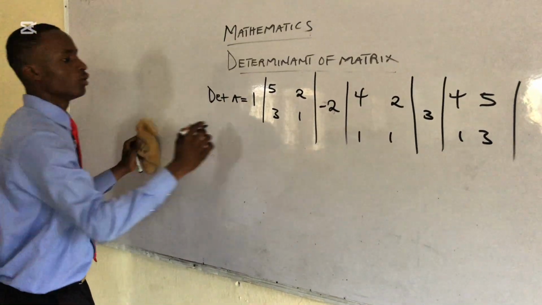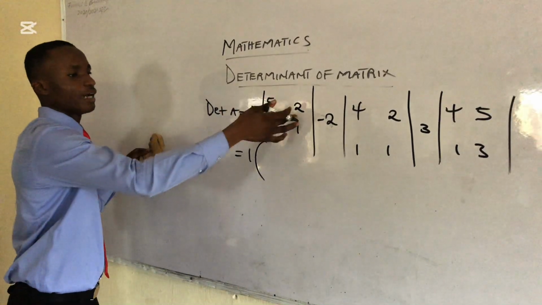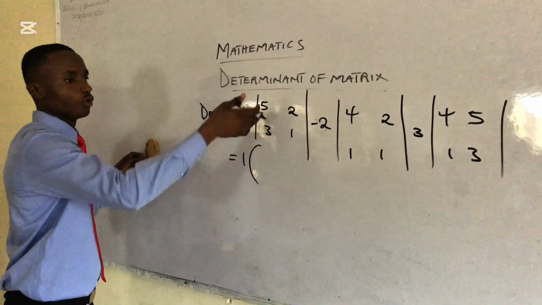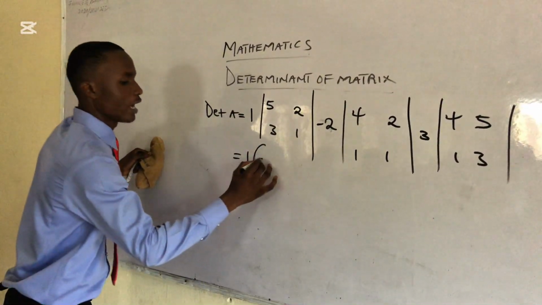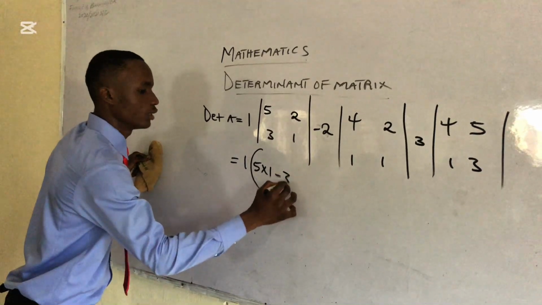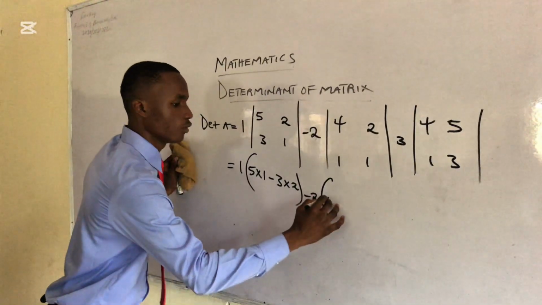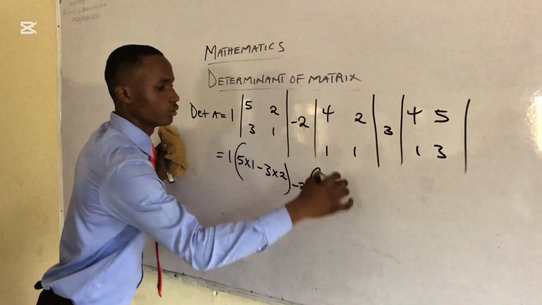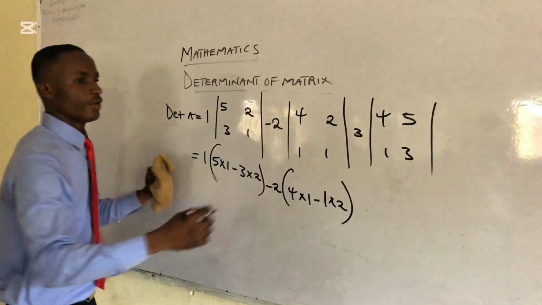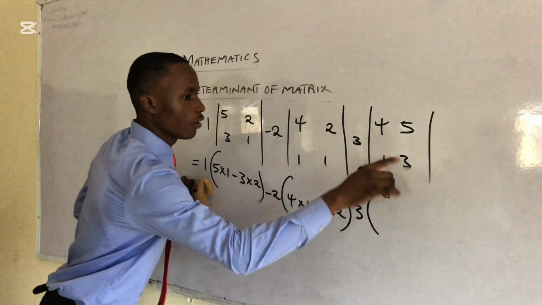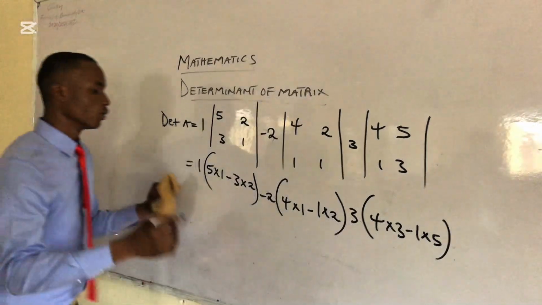So let's continue. Now this has become a 2 by 2, so 2 rows and 2 columns. So you can go ahead and multiply while finding their difference. So we have 1 into 5 times 1 minus 3 times 2, you close the bracket, minus 2 into 4 times 1 minus 1 times 2, you close it, and then we have 3 into 4 times 3 minus 1 times 5. So we proceed.